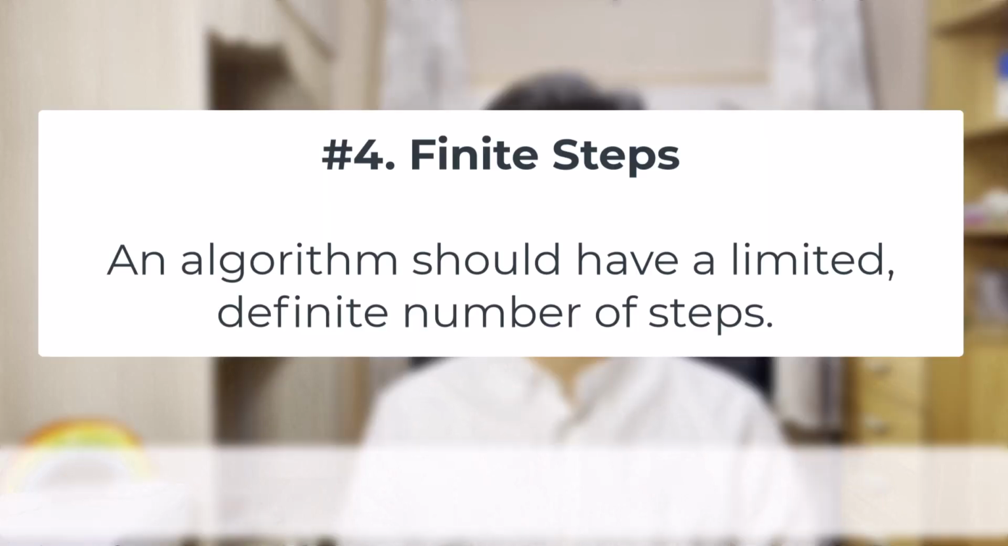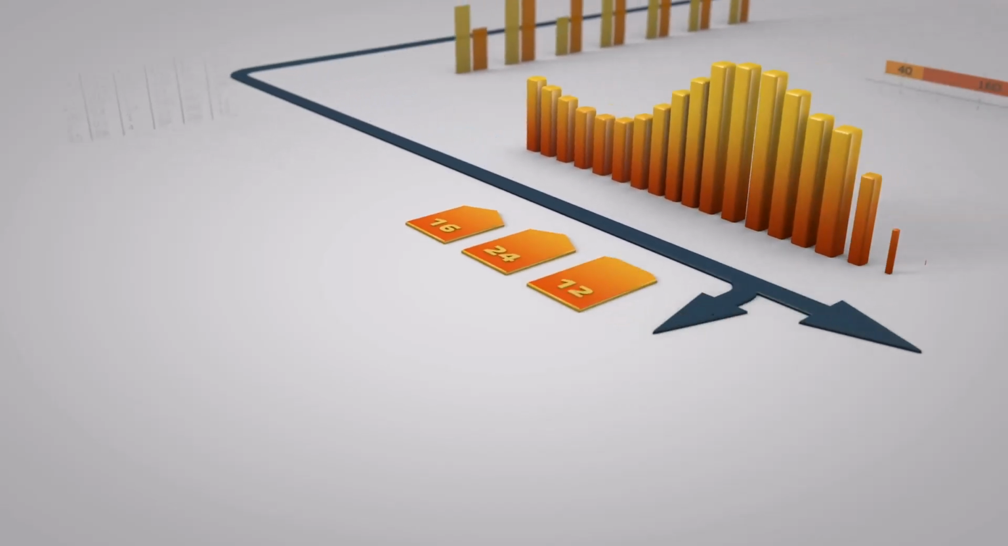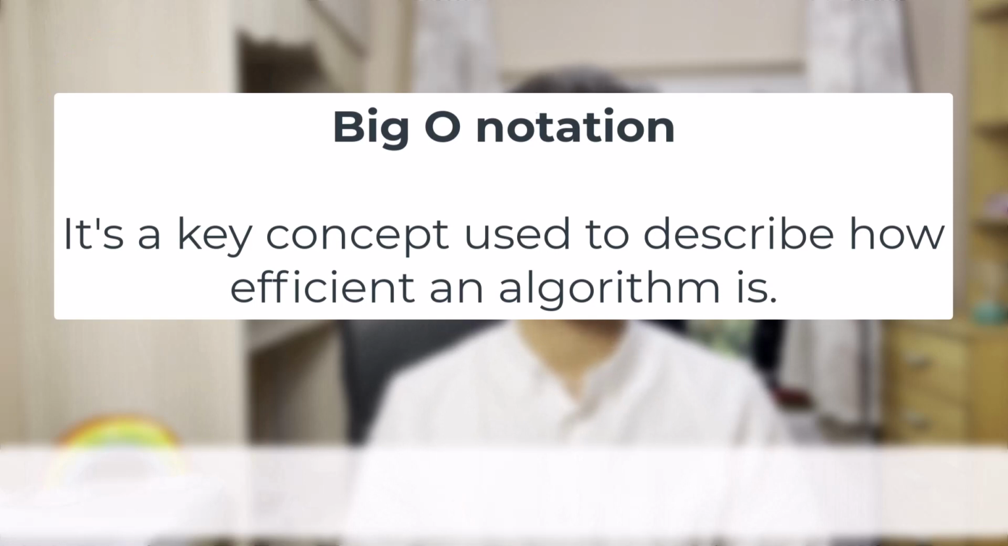Simple, right? And the fourth point is finite steps. An algorithm should have a limited defined number of steps. And finally, uniqueness. Each step in an algorithm should be unique. Usually, the output of one step becomes the input for the next step. So these are 5 main characteristics that really define an algorithm. And remember, when we talk about algorithms, big O notation often comes up. It's a key concept and used to define how efficient an algorithm is.